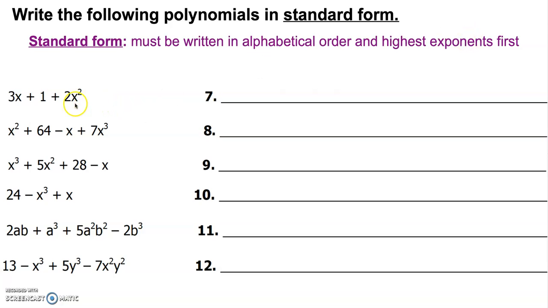The highest exponent here is a 2. And so this will be our first term, 2x squared. The next highest exponent is a 3x, which has an exponent of 1. So that's our next term. And then lastly, our constant term. I want you guys to finish out these last 5 examples, writing them in standard form.